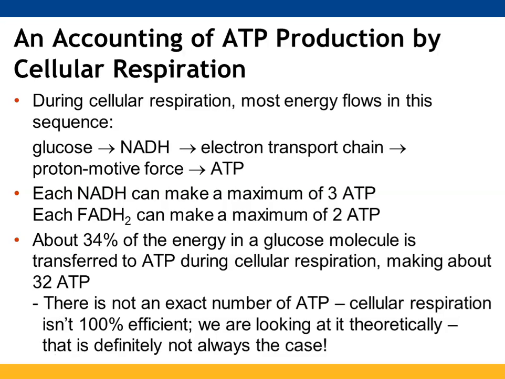So we've talked about ATP being made in a lot of different places. The flow of the energy is going to be the same with aerobic respiration. You're going to take your glucose molecule and start to break it down into NADH as well as FADH2. That's going to move into the electron transport chain. Then the energy gets transferred to that proton motive force, which can then be used to make ATP. If everything went perfectly, every NADH could make 3 ATPs at a maximum, and each FADH2 can make 2 ATPs. But we do not get 100% efficiency.